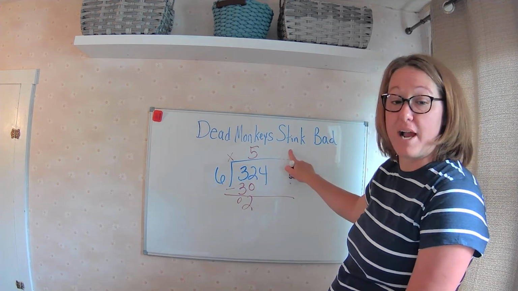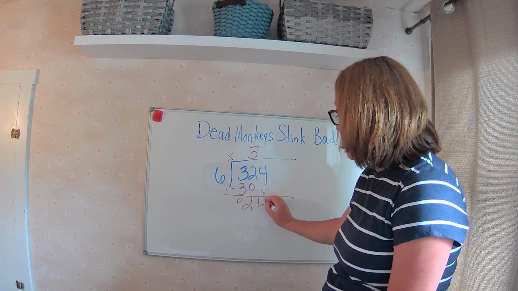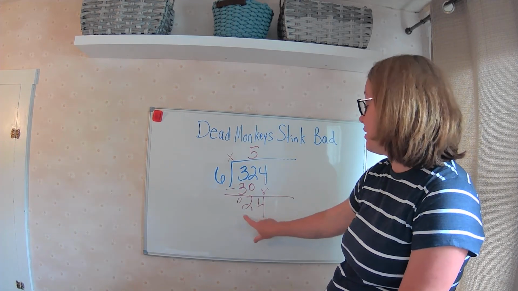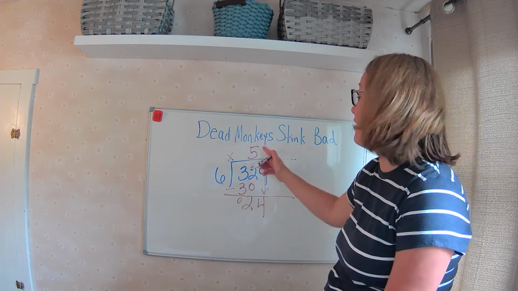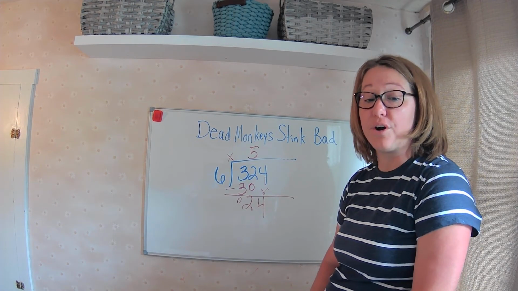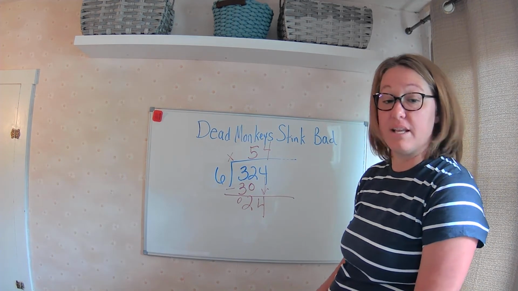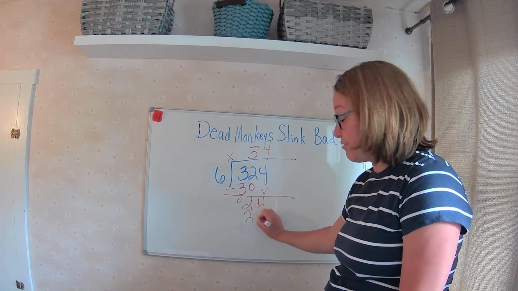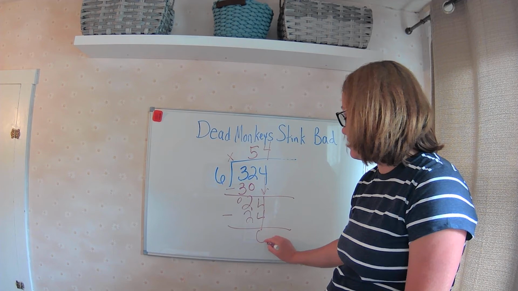Now, I did the subtraction. Now I have to bring down. So I bring down my 4, and I'm going to start the process all over again. Now we'll take 24 and divide it by 6. Okay, so 6 times 5 was 30, so that's too big. If we go to 6 times 4, we'll have 24. So I'm going to put a 4 right there. Now we multiply back. 4 times 6 gives me 24. I then subtract. 24 minus 24 is 0.